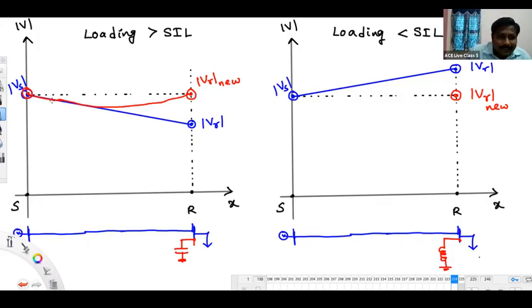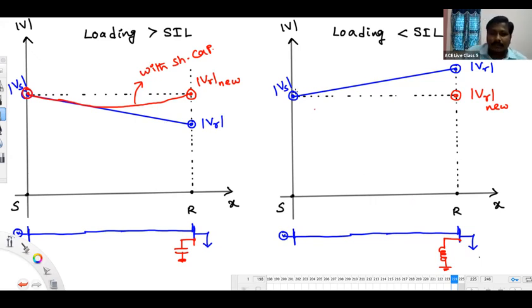So this is the red color voltage profile we are going to get after keeping the shunt capacitor bank. So this is with the shunt capacitor bank. And this blue color is without the shunt capacitor bank.